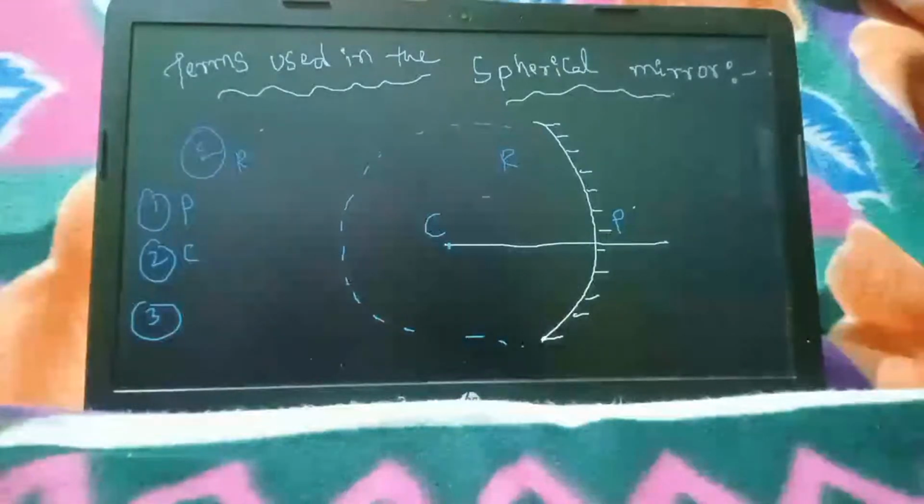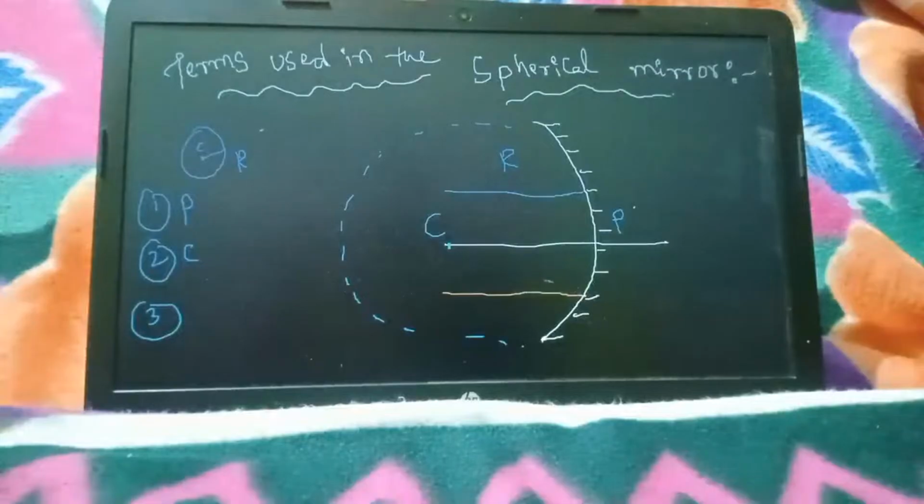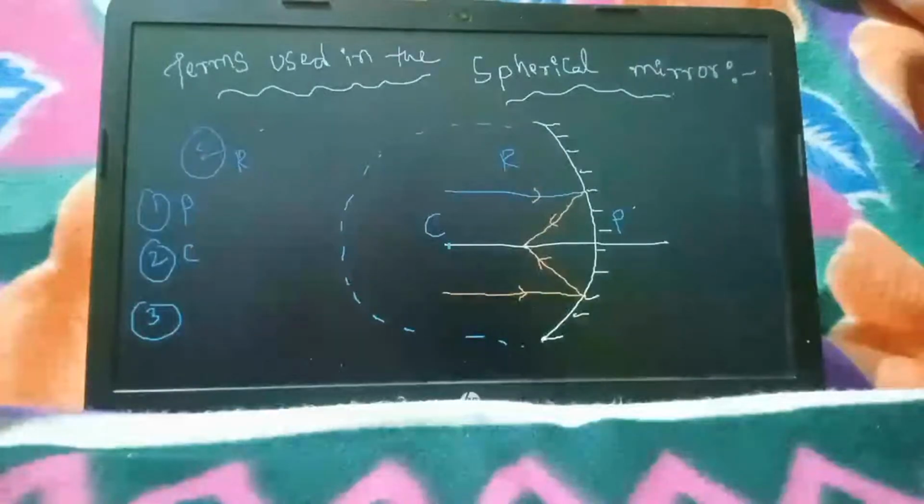After reflection, I'm taking light rays coming like this. One light ray I'm taking like this, another light ray like this. All the light rays are convergent and, after reflection, meet at one point on the principal axis. That is called focus.